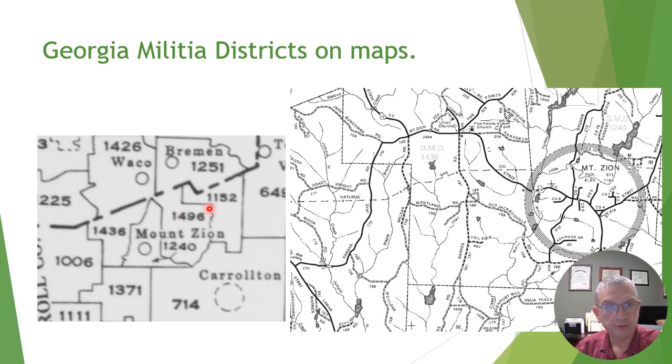Over here to the east, you see 1496. Now I point that out because today it's kind of hard to find what militia district you're in. And if you're surveying a piece of property in East Georgia, especially where the militia district is part of the legal description, you need to confirm that you're in the right legal description, just like you would need to confirm that you're in the right land lot.